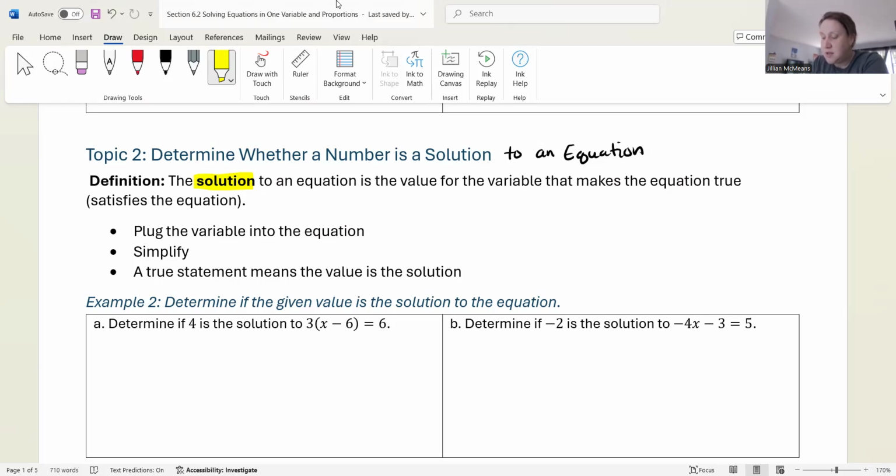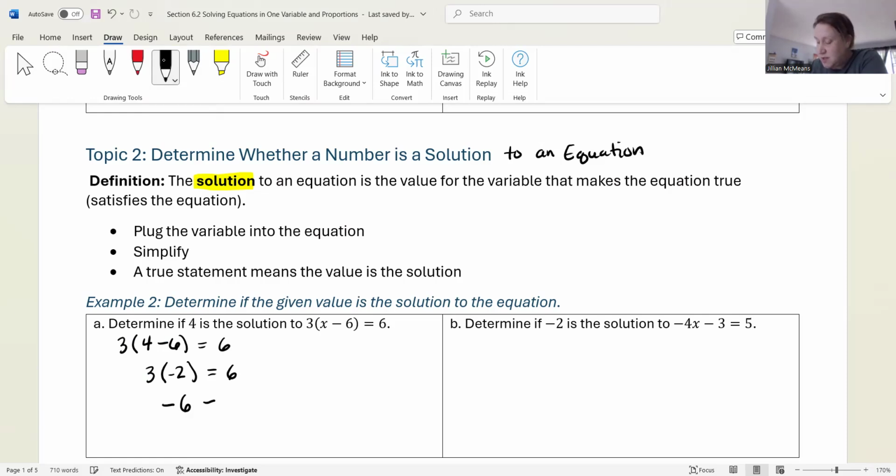Okay, so for part A, it says determine if 4 is the solution to 3 times parentheses x minus 6 equals 6. So we're just going to rewrite the equation, but anywhere we see an x, we're going to replace it with a 4. So we get 3 times parentheses 4, that's x, minus 6 equals 6. And then we want to figure out what 4 minus 6 is. Well, 4 minus 6 is negative 2. So we get 3 times negative 2 equals 6.